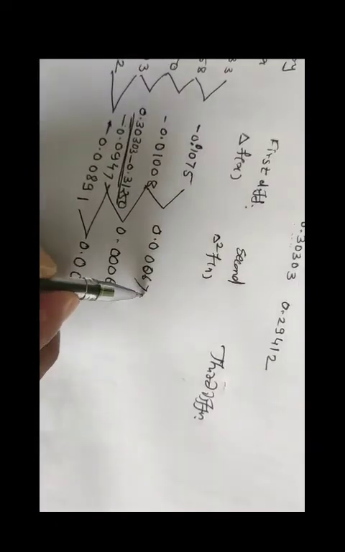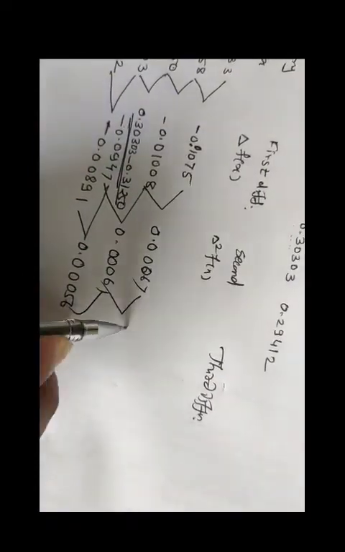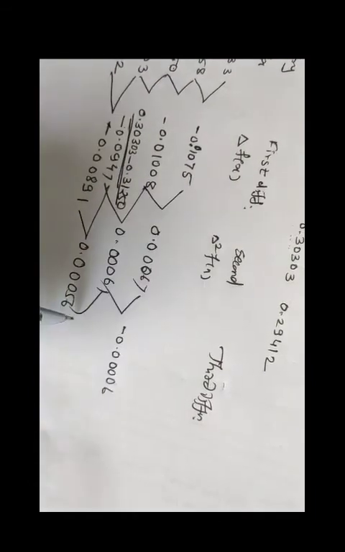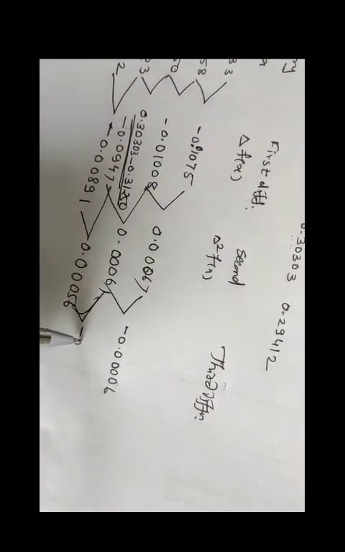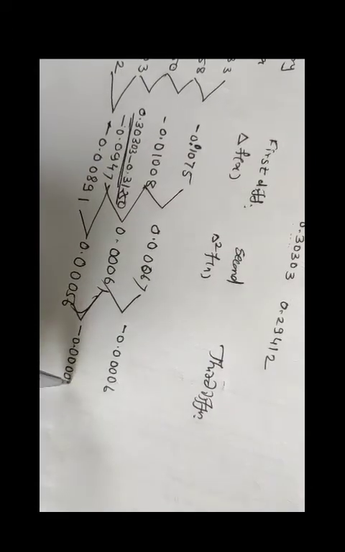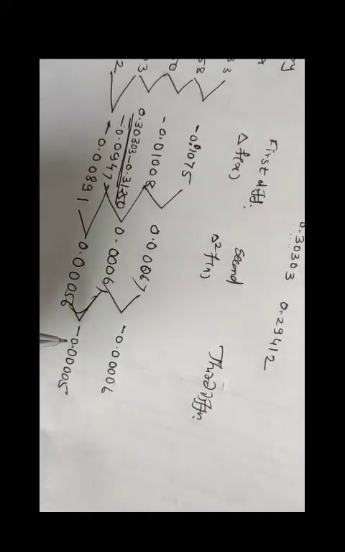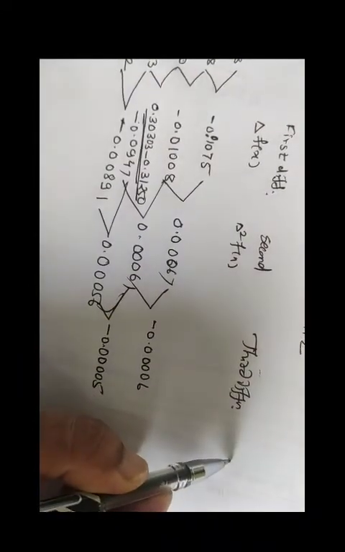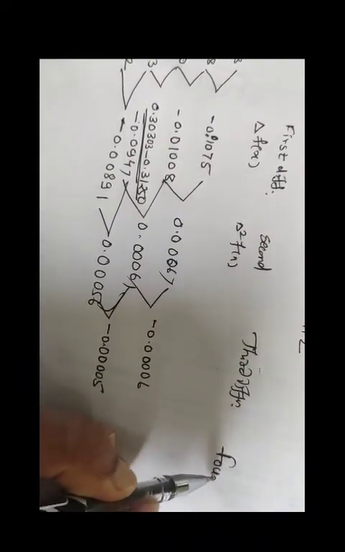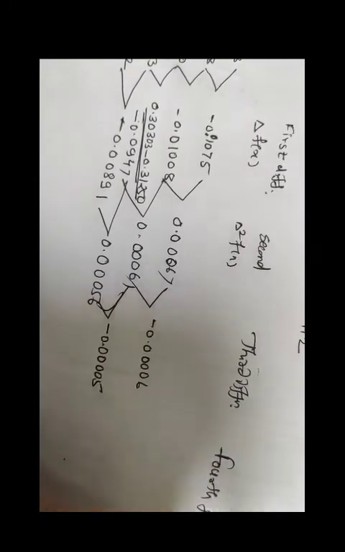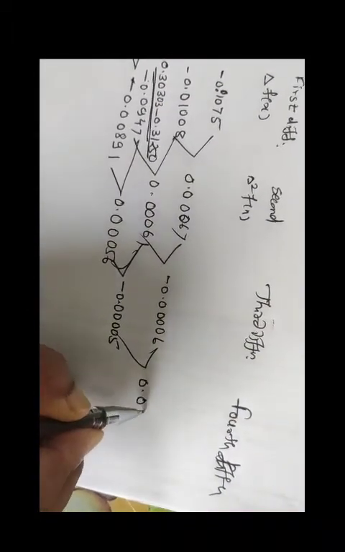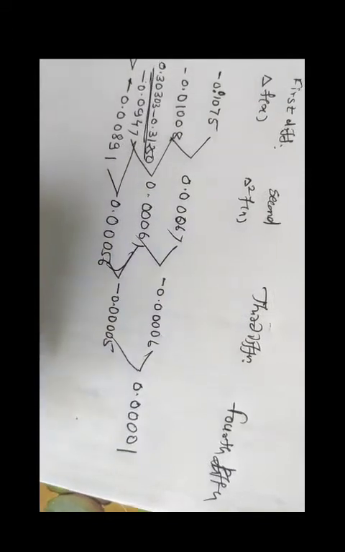After that, the third difference. We have to find the third difference. The third difference is nothing but the difference between these two, that is minus 0.00006, and here minus 0.00005. And the last difference is the fourth difference. See here, what is the fourth difference? It is 0.12341.